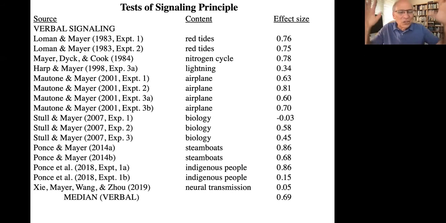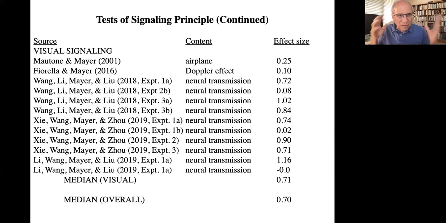Oh, and this shows you just some of the studies. So for verbal signaling, these are the studies, and then different contents, a lot of scientific type content, some social science type content, and then a variety of effect sizes. And for the visual signaling, most of them deal with neural transmission, but a few deal with other things.